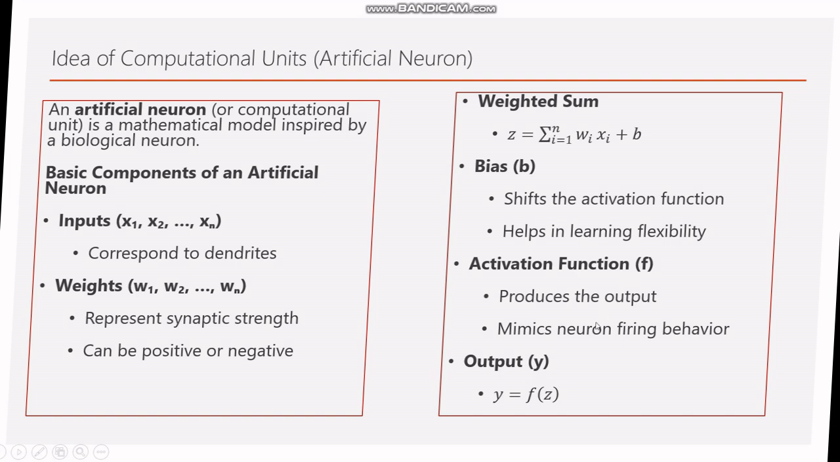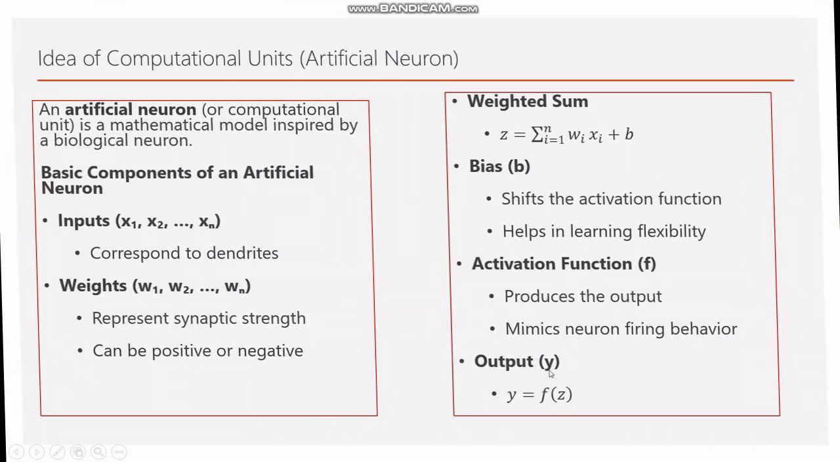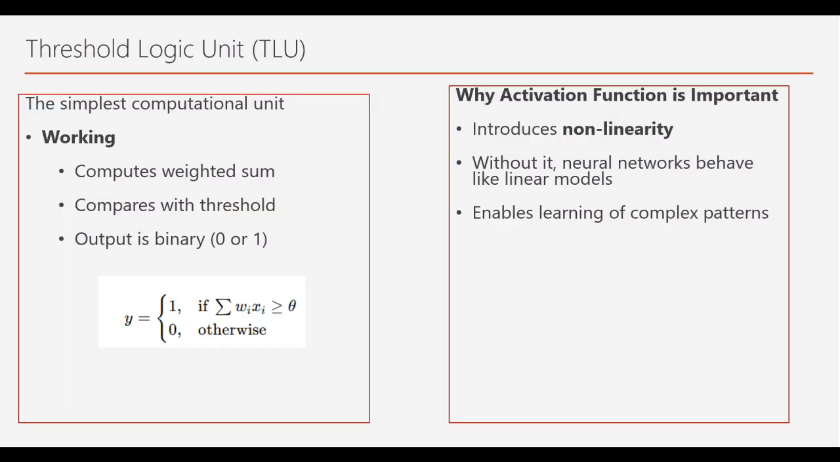And what is the activation function? It produces the output. It mimics the neuron firing behavior. Later on we will see the various activation functions. And then the output: suppose z is the output, as we saw. Z is applied to the activation function, and whatever the result is, that is the output. We will see what a threshold logic unit is next.